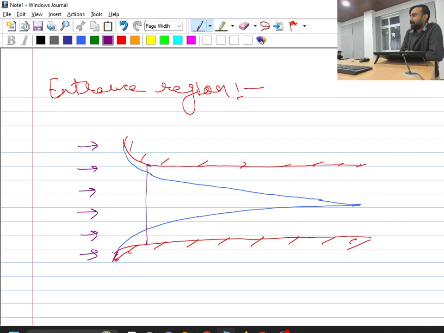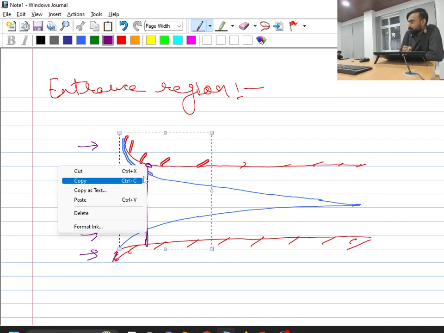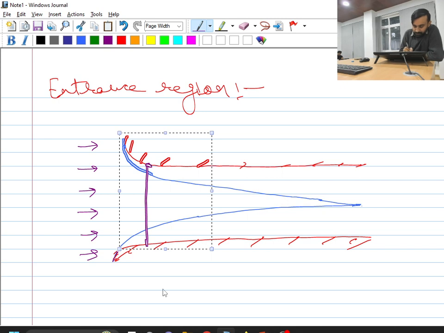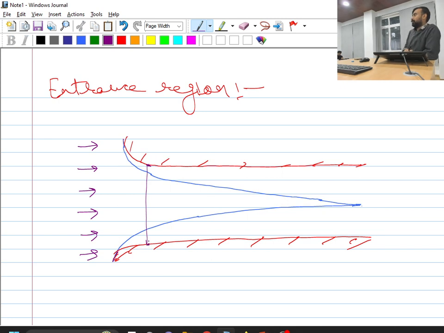then in this region what will be happening? Here I have the no slip condition. So because of the no slip condition, I will have zero velocity at these 2 points. Okay. At these 2 points I will have zero velocity.